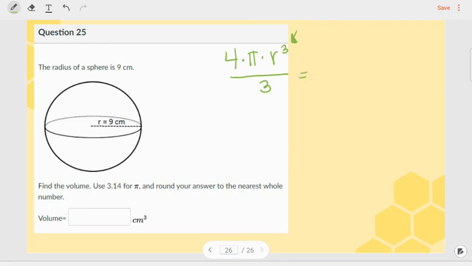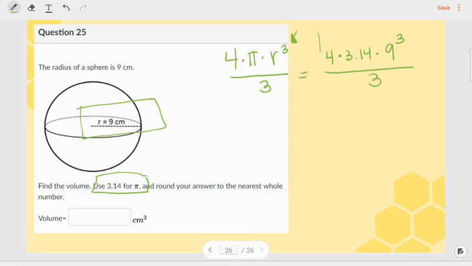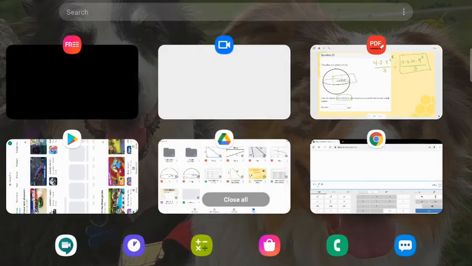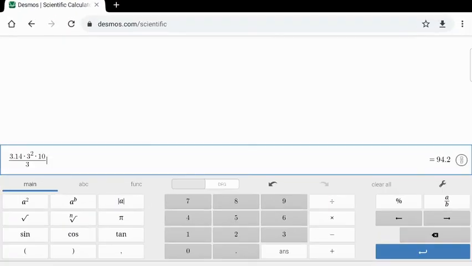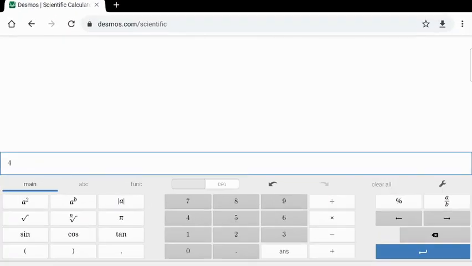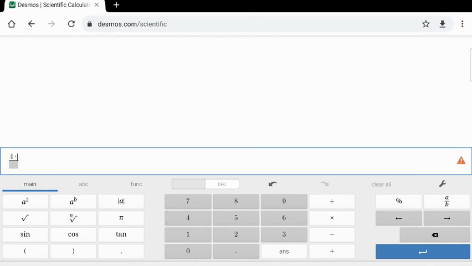So how do I answer my question? Find the volume. Use 3.14 for pi. So 4 times 3.14 times my radius. My radius is 9 centimeters. So 9 to the third power divided by 3. I'm going to type this in exactly into my calculator. So here we go. 4. Oh, and one other thing. Make sure you type the fraction button first, that a over b. 4 times 3.14 times my radius, which was 9, to the third power.